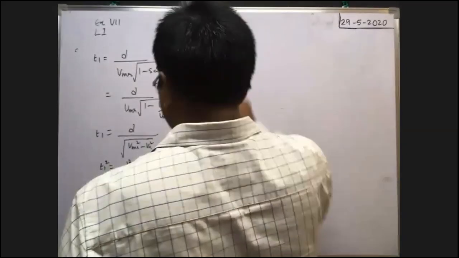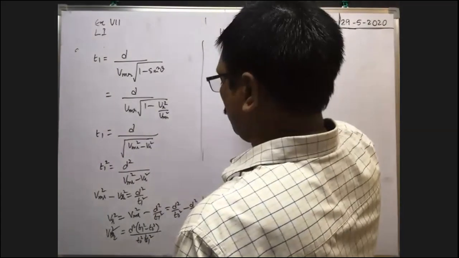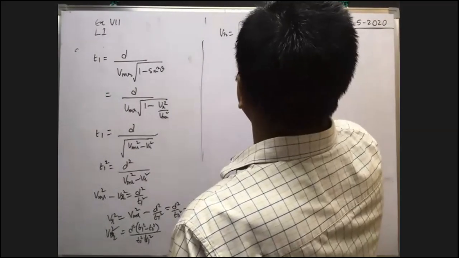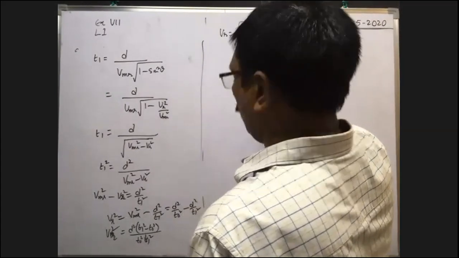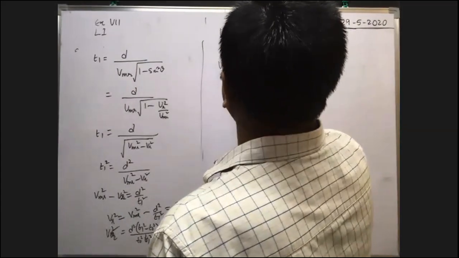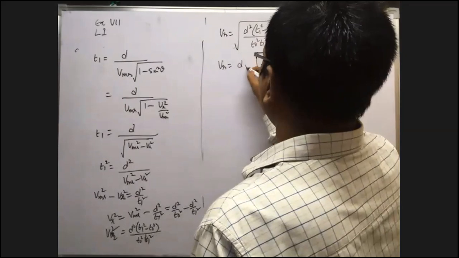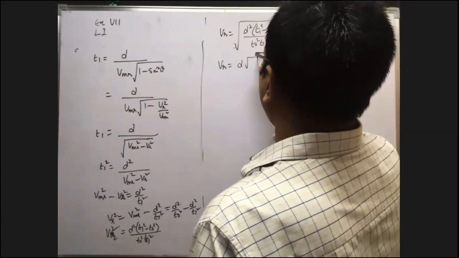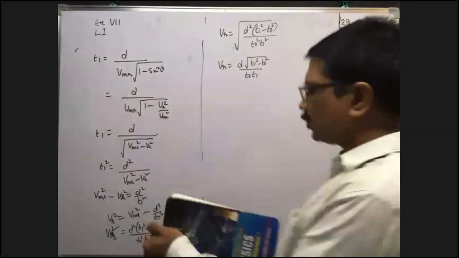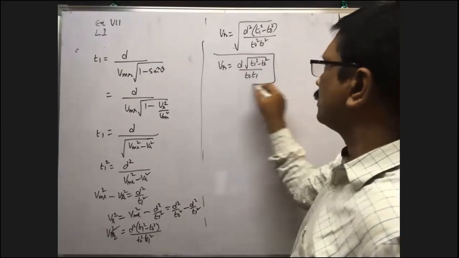Therefore, VR is equal to root of D square into T1 square minus T naught square, whole by T naught square T1 square. So VR is equal to, square will be cancelled, D into root of T1 square minus T naught square by T naught T1. So D into square root of T1 square minus T naught square by T1 T naught. That is the answer.